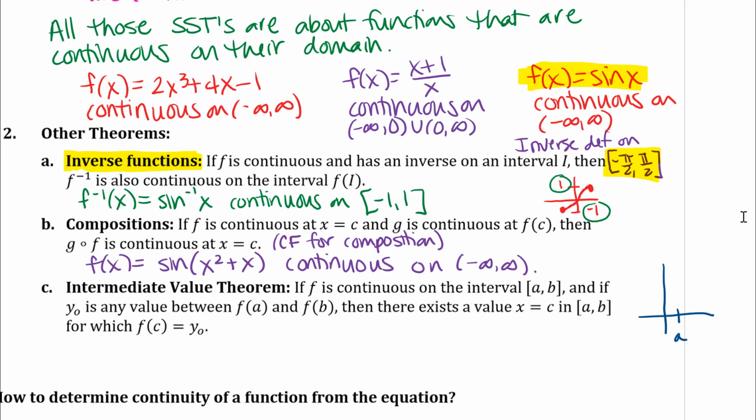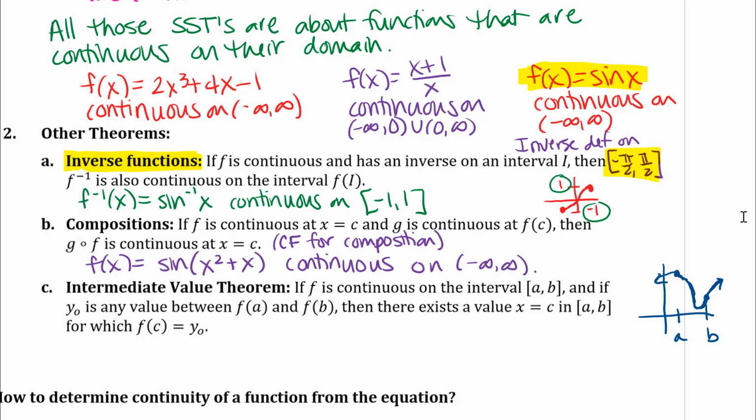So I'm just going to draw a graph here, mark off some values a and b, and I'm going to draw a function that is continuous between those points. So there have to be outputs at a and b, and the function has to be continuous on that interval, so it has to pass through those points with no breaks in the graph. All right, so I just drew an example of a function that is continuous on that interval a to b.